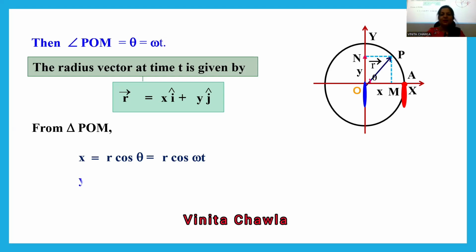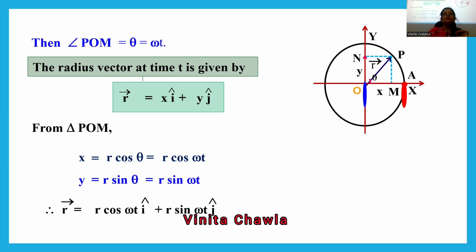In the same way we can write for y, r sin theta, and theta is again omega t, so it's r sin omega t. So in place of x, now we'll write r cos omega t, and for y we are writing r sin omega t. Now we have written our position vector, our radius vector, in terms of polar coordinates. Initially we had written it in terms of Cartesian coordinates. Now we are writing it in terms of polar coordinates. Okay, now what will we do?